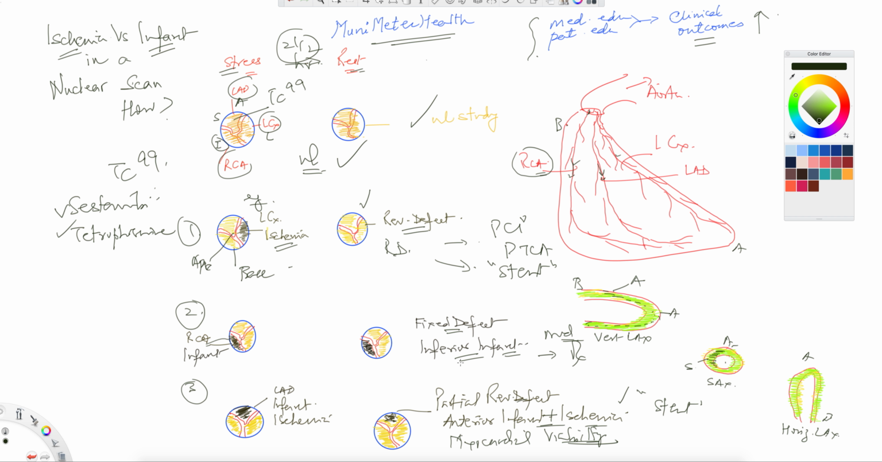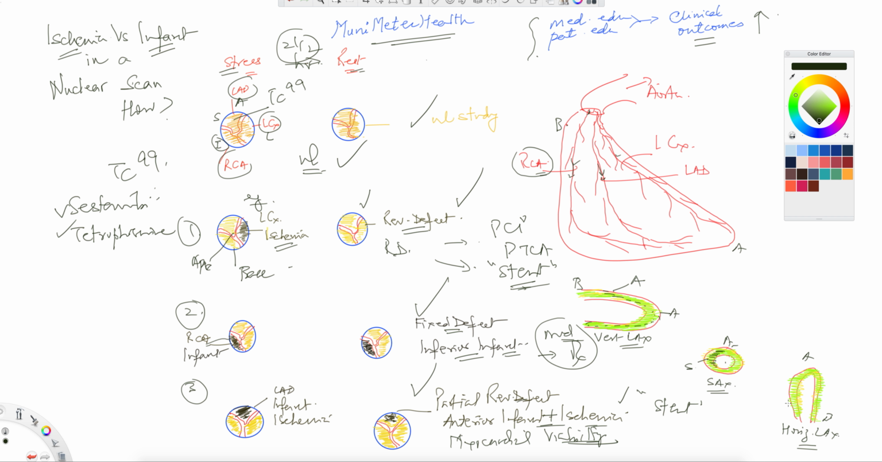Fixed defects, again, you have inferior defects here, and reversible defects, as I said, imply that there is ischemia, and those patients definitely go for a stent. And if you have fixed defects, they are only managed medically. So in a nutshell, you've learned what reversible defects are, what fixed defects are, and what partial defects are, and how the territories are involved, and how three-dimensionally they look, grossly when you look at the heart from outside, and then in various little sections like the vertical long axis here, the short axis view here, and the horizontal long axis here.